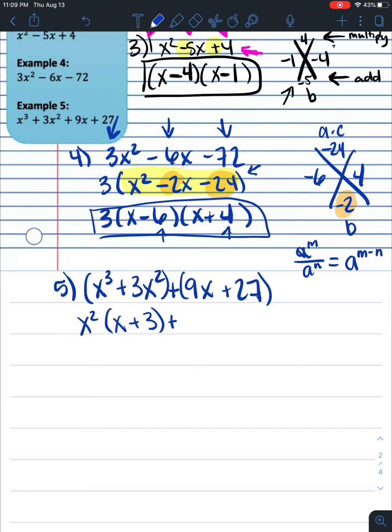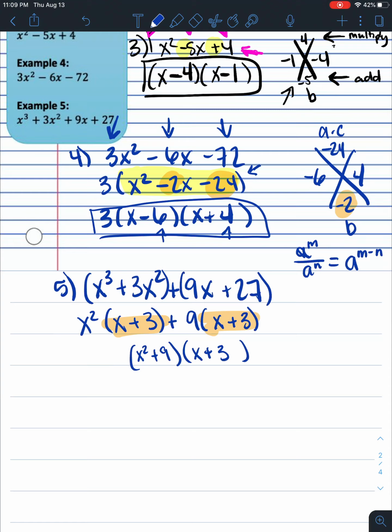So now what can I factor out of this next binomial? I see a 9 in both pieces. 9x divided by 9 is x. 27 divided by 9 is 3. All right, so my grouping method worked because I ended up with 2 like terms. This looks exactly like that. So since I'm multiplying x squared and 9 by the same thing, I can bring those to the front and show that I'm going to multiply both of those pieces by x plus 3 by making it a binomial.